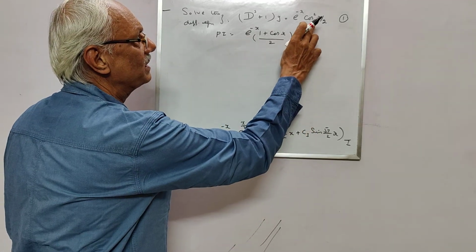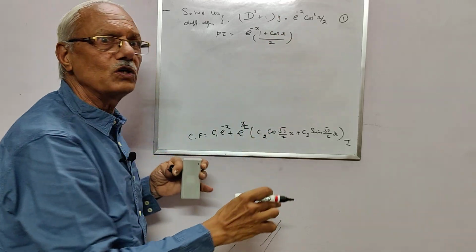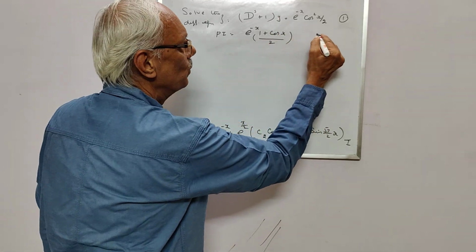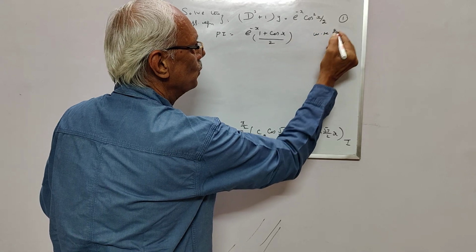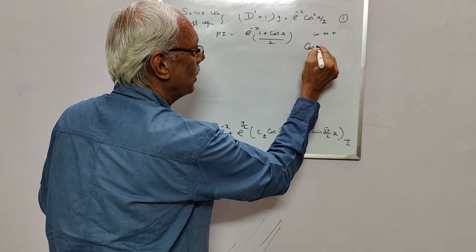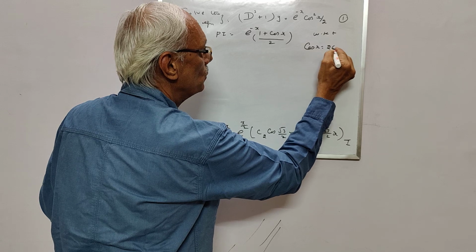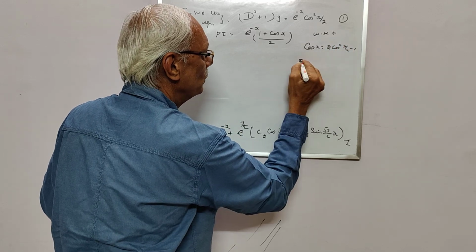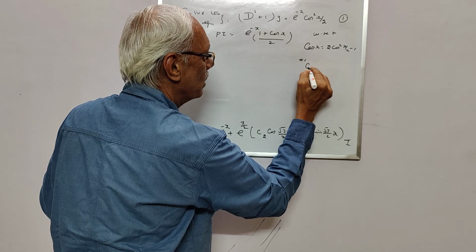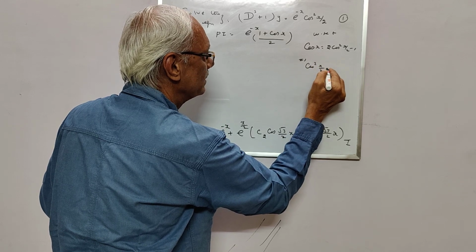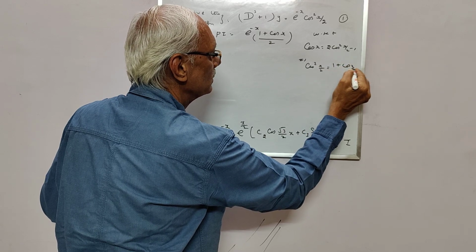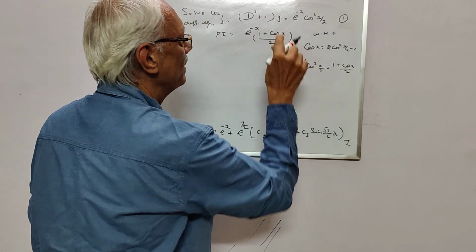Therefore, in the place of cos squared x by 2, I have used that formula. What is that? We know that cos x is equal to 2 cos square x by 2 minus 1. So this implies cos square x by 2 is equal to 1 plus cos x by 2. So this is how I am getting this.